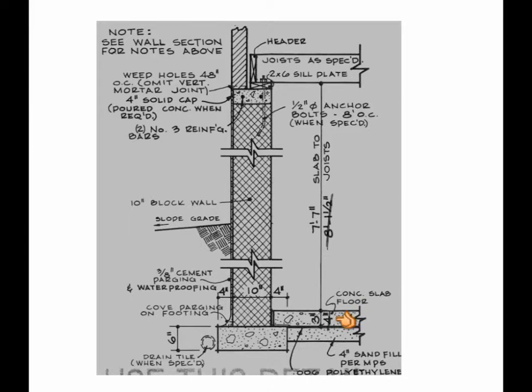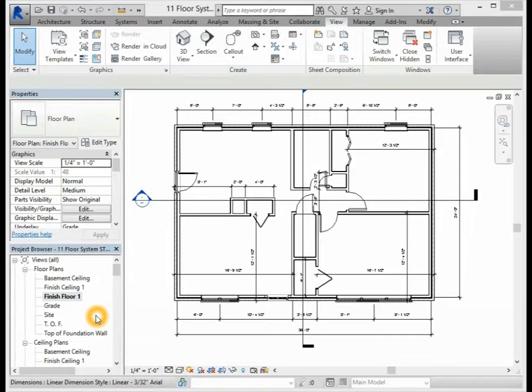This information is provided in the detail view that is on page 14 of your construction documents. To create the floor system in the foundation of the building information model, in the project browser, in the floor plan views, you will need to activate the top of footing floor plan view. So you will double click on the TOF floor plan view to activate it.